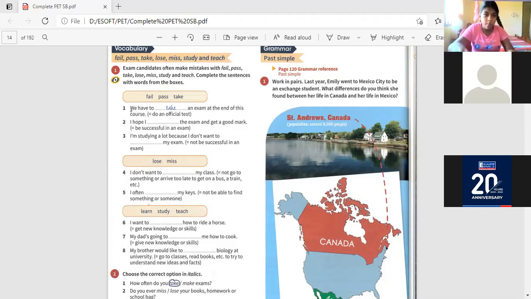Chinnithi, give me one sentence with fail. I failed my exam because I couldn't study. I didn't hear you. I failed my exam because I couldn't study. Good. You get pass. Yugit, tell me a sentence with pass. Yugit is not here. Okay, how may she tell me?